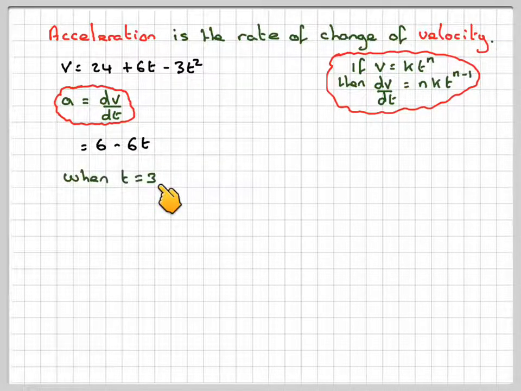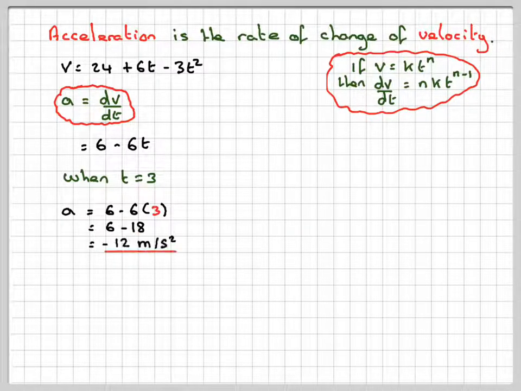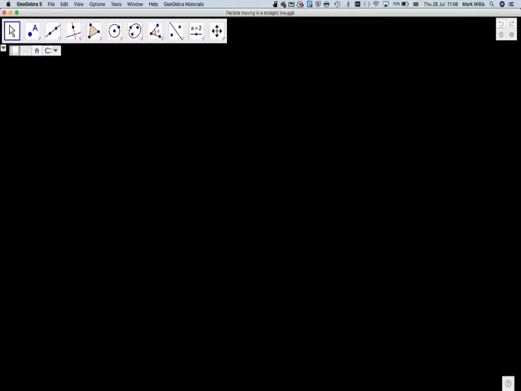When t = 3, we get a = 6 − 6 × 3, which is 6 − 18, and we get an acceleration of minus 12 meters per second squared. Now let's have a look to see what this actually means.